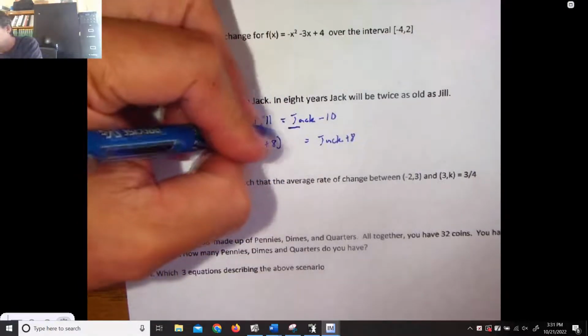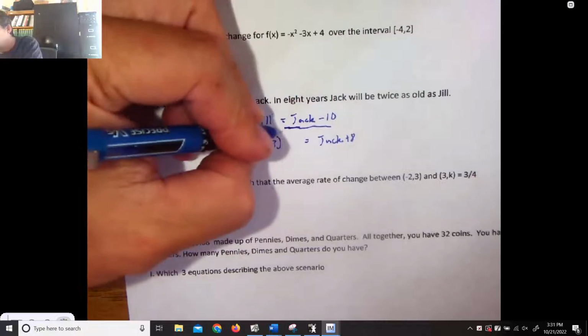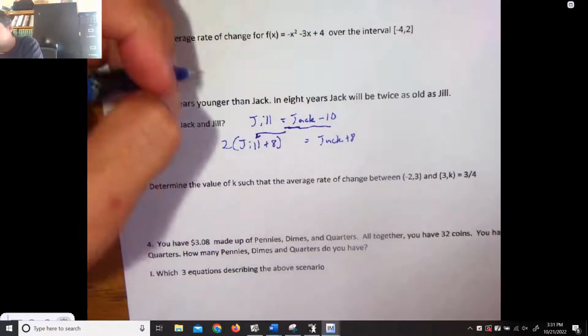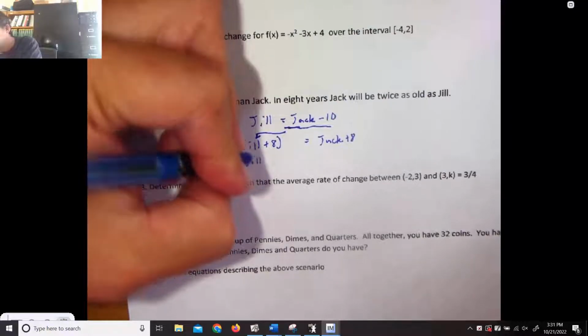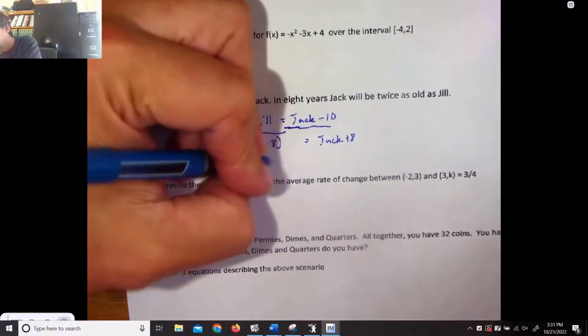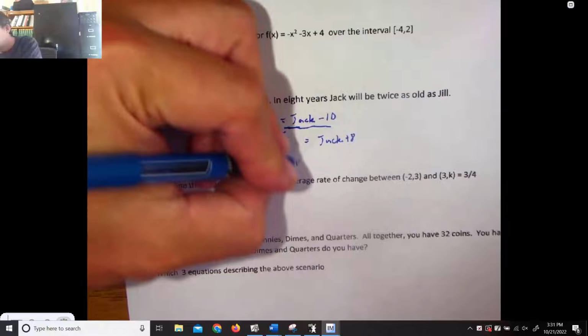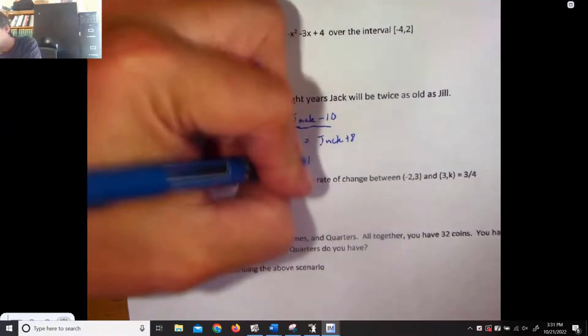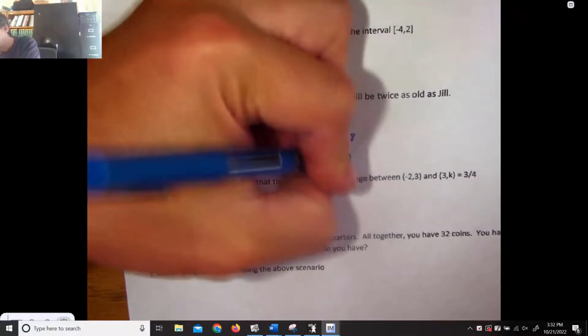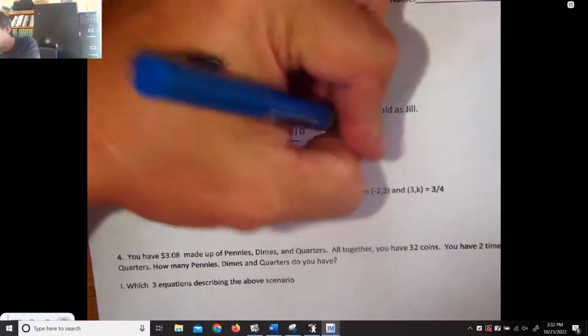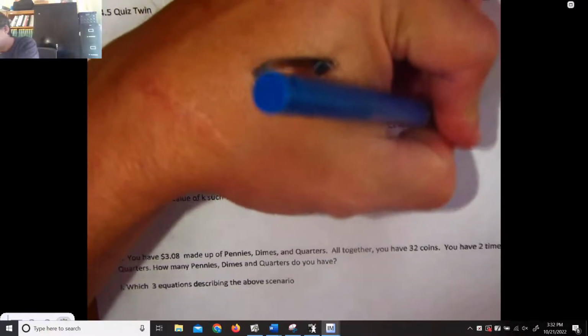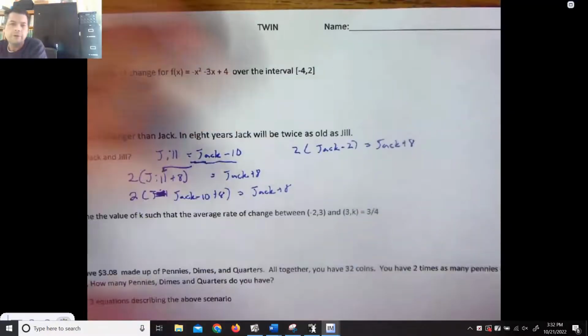Everywhere I see Jill, I can replace her with Jack minus 10. So twice a Jill, sorry, I'm replacing Jill with Jack minus 10. Twice a Jack take away 10, add the 8 that's already present, must equal a Jack plus 8. So if I clean up the parentheses here, I'd have twice a Jack take away 2 equal to a Jack plus an 8. It's kind of weird using names, isn't it?